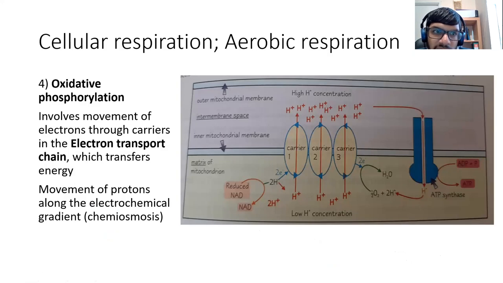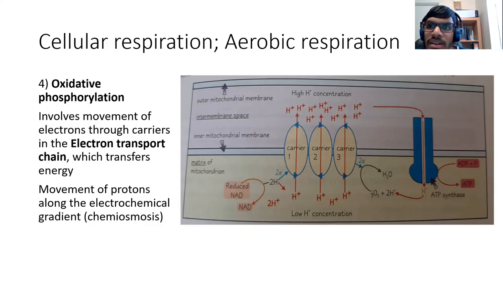So oxidative phosphorylation involves the movement of electrons through carriers in the electron transport chain, because electrons are moving along. That's what we call it, the electron transport chain. The electrons transfer energy due to their negative charge. So when an electron moves from one point to another, that transfers energy, and this energy is used to pump protons actively. Now, this proton movement is active. It requires active transport, it requires energy.